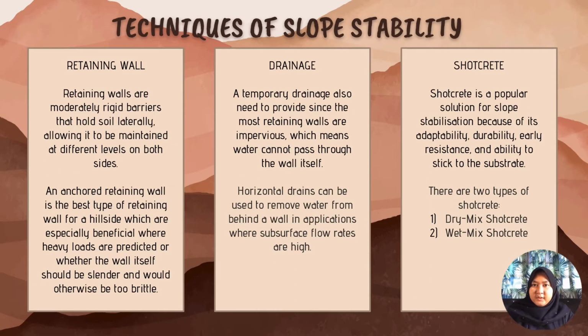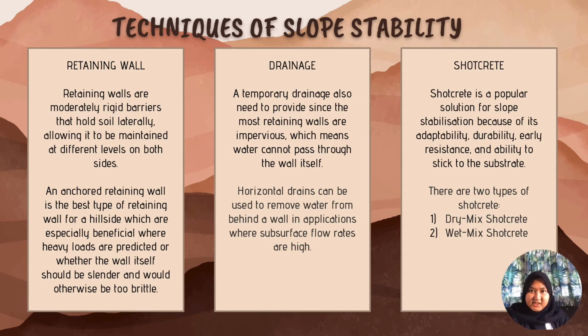Retaining walls are moderately rigid barriers that hold soil laterally, allowing it to be maintained at different levels on both sides. A true retaining wall is the best type of wall for a hillside, which is beneficial where heavy loads are predicted or where the wall itself should be slender or otherwise be too brittle.